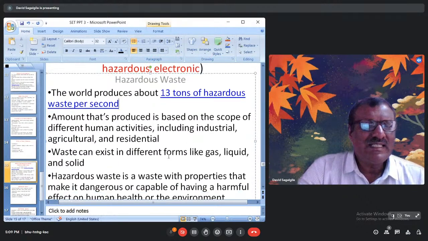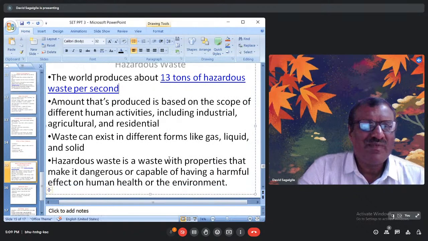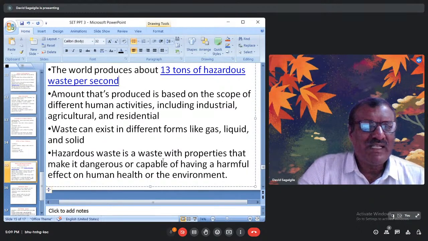Waste can exist in different forms like gas, liquid, and solid. So this particular waste exists in all the three forms, that is solid, liquid, and gas. Hazardous waste is a waste with properties that make it dangerous or capable of having a harmful effect on human health or the environment.